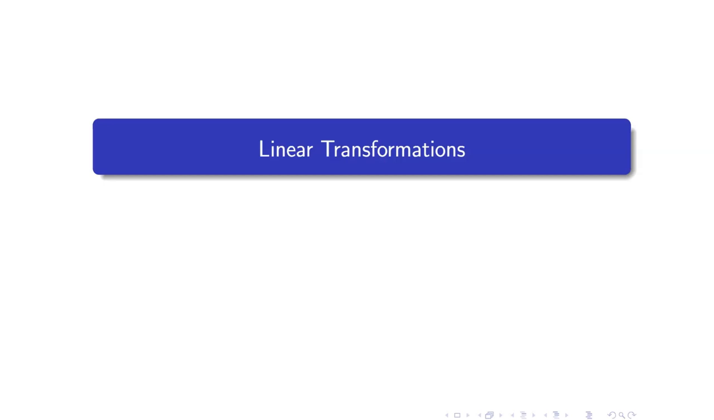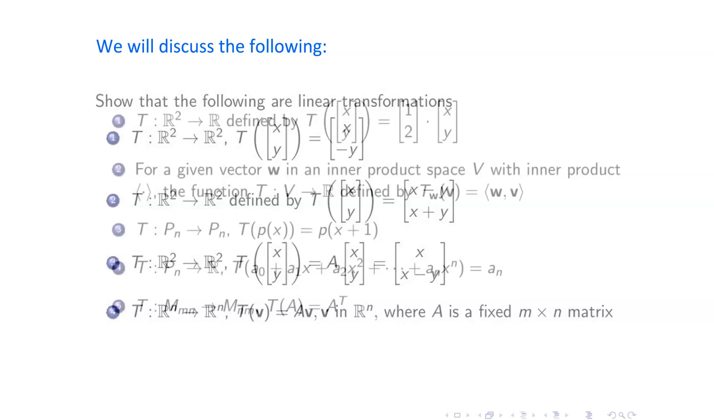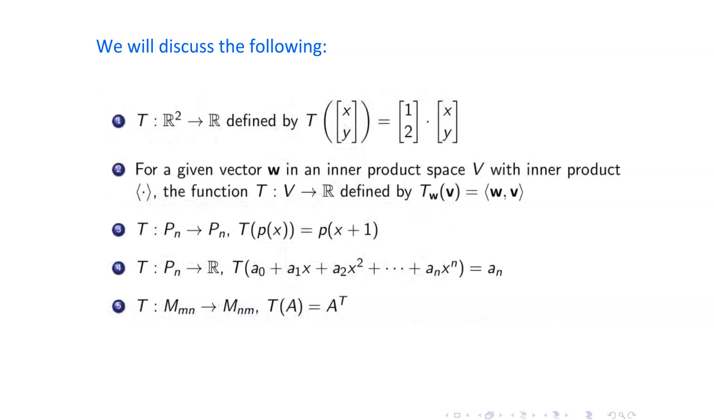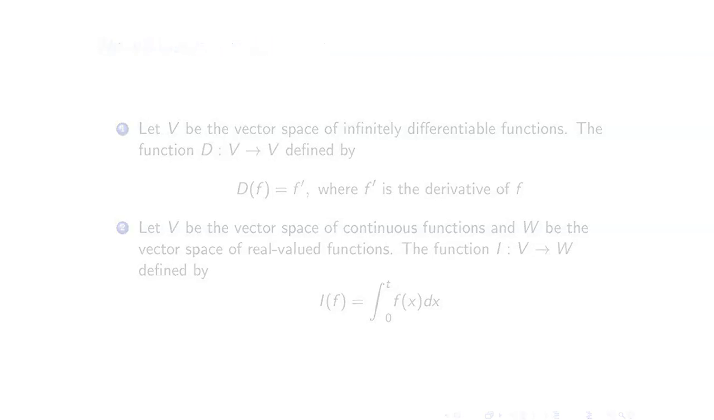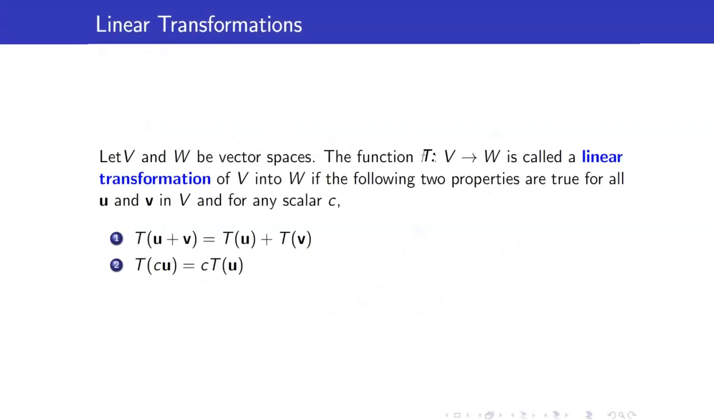In this lesson, I am going to discuss linear transformations. In particular, I will be giving 10 examples and non-examples of linear transformations so that you will really understand the definition. What are linear transformations? Suppose that we have a function from a vector space V to a vector space W. We say that it is a linear transformation if it satisfies these two properties.